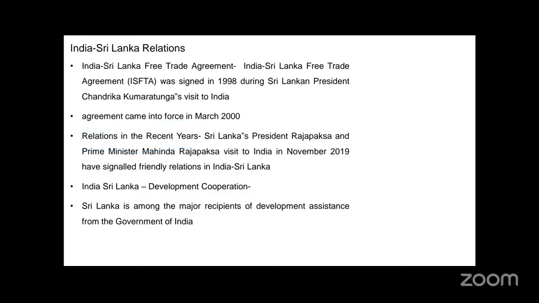Sri Lanka's President Rajapaksa visited India in 2019 and signed that friendly relationships between India and Sri Lanka could exist over a period. They signed for development cooperation.